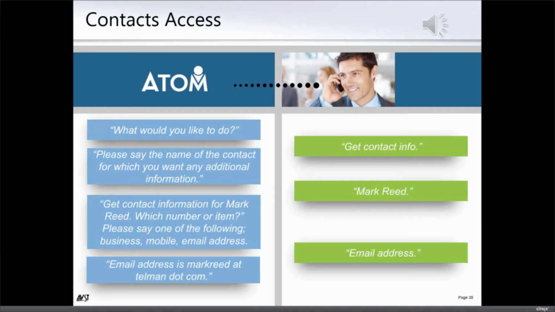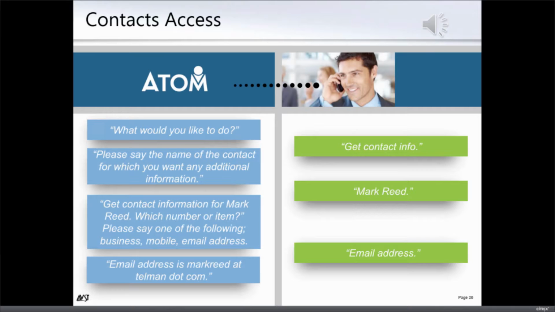So this is a good place to talk about a couple of things. One is, I'm showing you all the prompts. I'm letting you go through and hear all the prompts because it's really nice in the beginning to know how well the system steps you through. But at any time, you can talk over the prompts. We support barge in. So what I would actually do is say, what would you like to do? And as soon as it said, please say the name, I'd say Mark Reed. As soon as I heard get, I'd say email address, and it would read me. You don't really go through this as an experienced user, but it's nice to know that it's there.